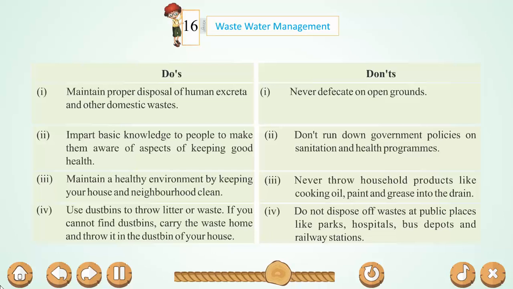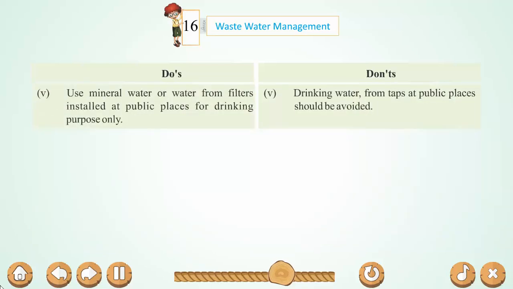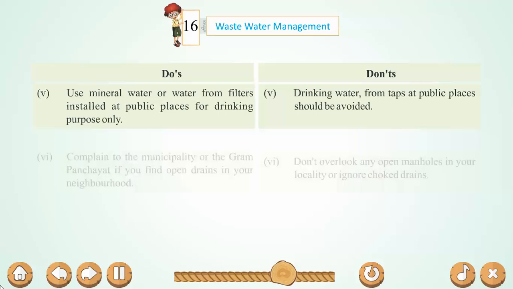If you cannot find a dustbin, carry the waste home and throw it in the dustbin of your house. Do not dispose of waste at public places like parks, hospitals, bus depots, and railway stations. Use mineral water or water from a filter installed at a public place for drinking purposes only. Drinking water from taps at public places should be avoided.